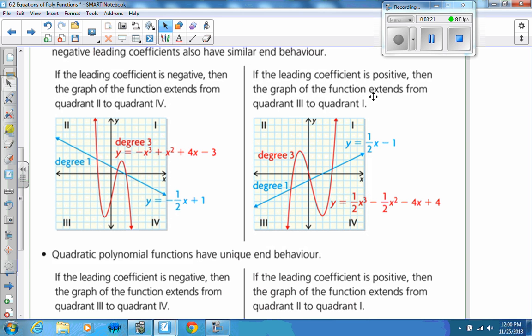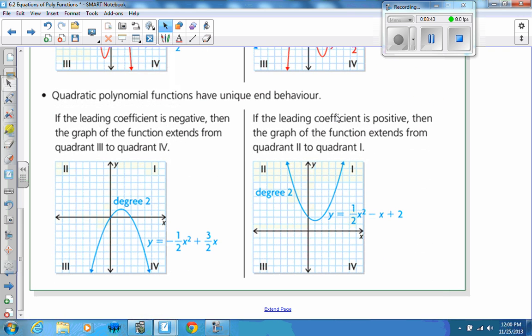Okay, if I look at the positive, if the leading coefficient in a linear function is positive, your graph is increasing. And if it's a positive coefficient on a cubic function, it increases, turns, decreases, turns, and continues to increase. A quadratic, you should know from last time, has a unique end behavior.